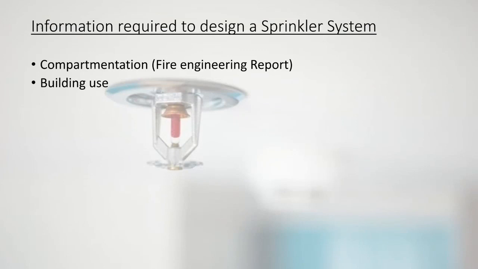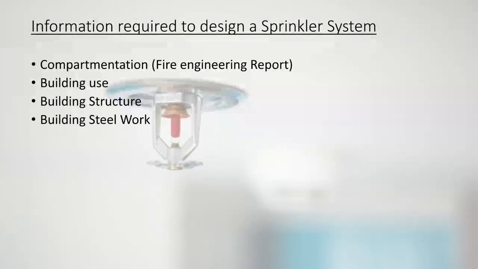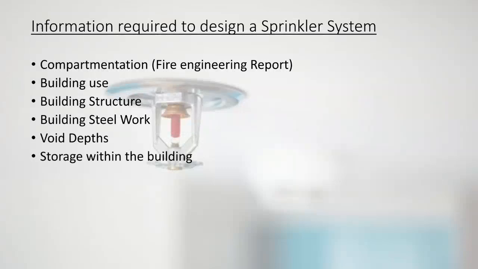We also need to know the building use, the structure of the building. The structure of the building can determine if you are putting void protection in. When the sprinkler engineer is designing the building, he needs to know the steelwork, because the steelwork will determine the spacing of the heads. We also need to know the void depths. We need to know what's stored in the building, how it's stored. We need to know MEP service routes. Now, this is to help us route the sprinkler pipework, but also when you get MEP services, maybe additional sprinkler heads are required to give full coverage.